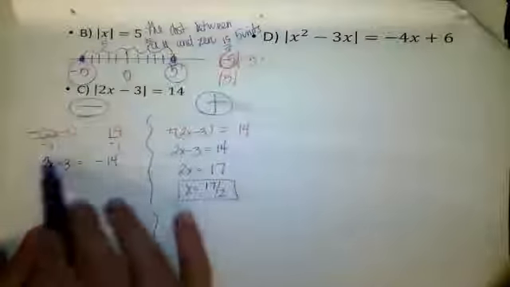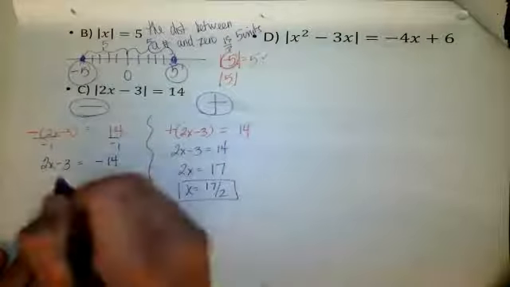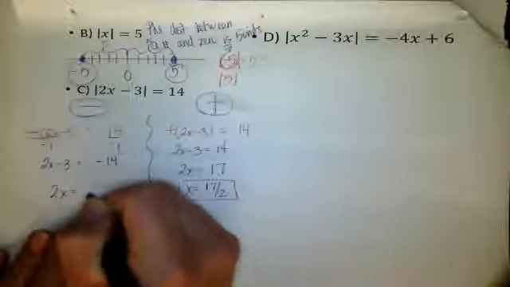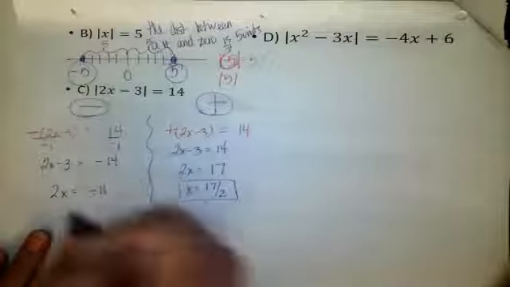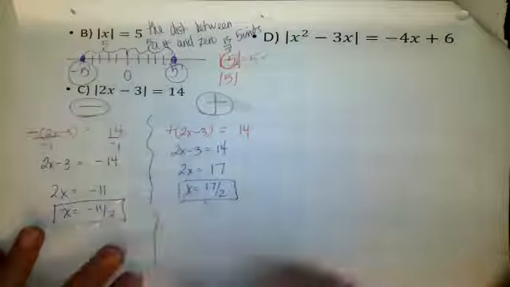You can see how that changed, right? All right, so then I can add the 3, and that gives me -11, and then I can divide by the 2 and get a -11/2.